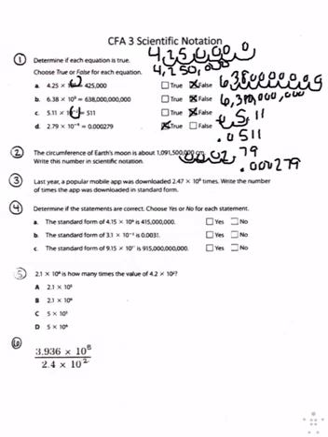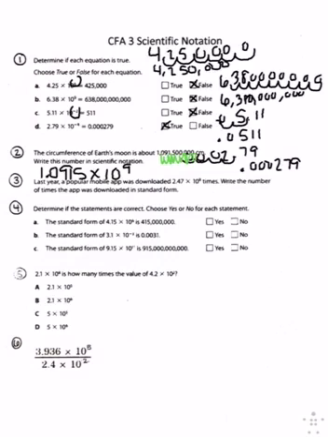Number 2, the circumference of the Earth's moon is about 1,091,500,000 centimeters. Write this number in scientific notation. So I'm going to move my decimal point 1, 2, 3, 4, 5, 6, 7, 8, 9 times. And so my answer is 1.0915 times 10 to the 9th power.